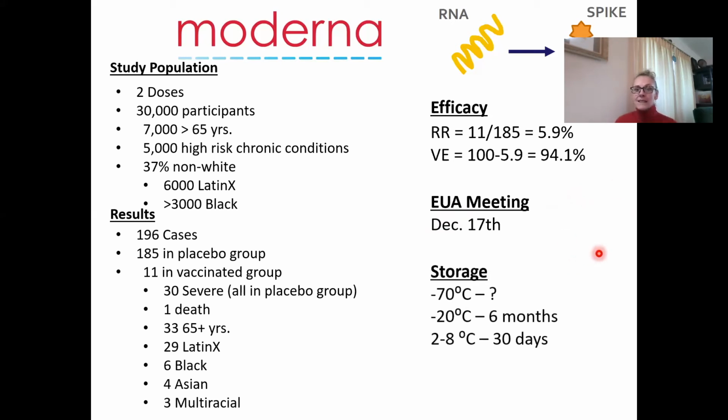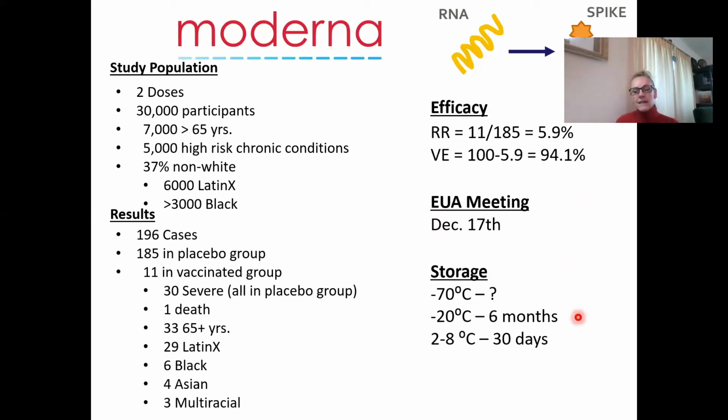It's a nucleic acid vaccine, and it does need to be stored long-term at minus 70 degrees. I was unable to find information on how long that storage will last. My guess is since they started studying it, it's still stable.